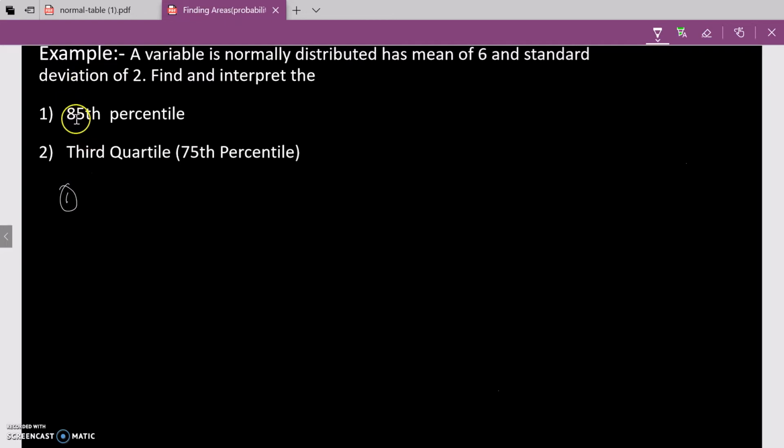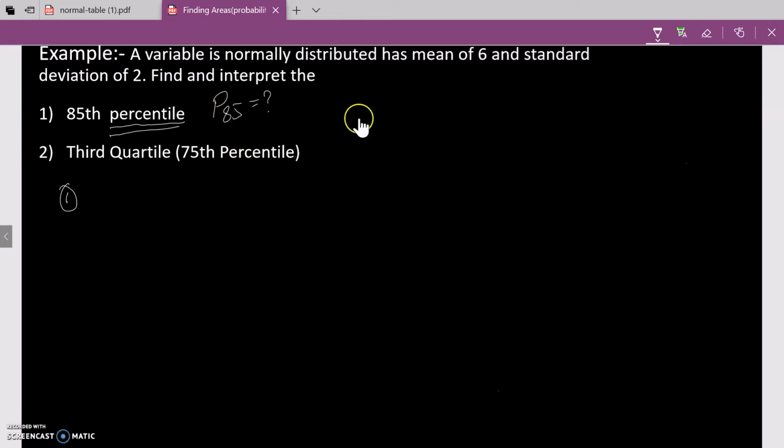In the first problem, we are asked to find the 85th percentile. So first recall, what is a percentile? Percentiles are the data values which divide our data set into 100 equal parts. The word percentile comes from the word percent. And what is the 85th percentile? The 85th percentile is a value such that 15% of the values are above it and 85% of the values are at or below that value. That we have to find.